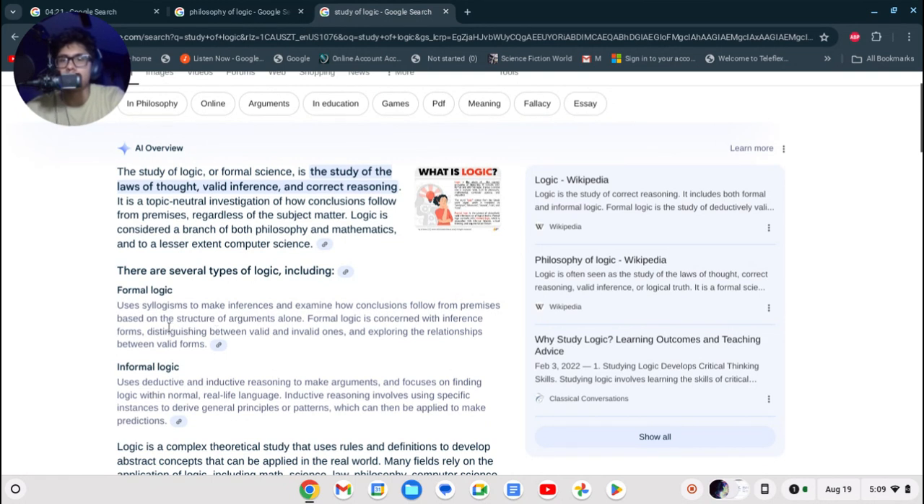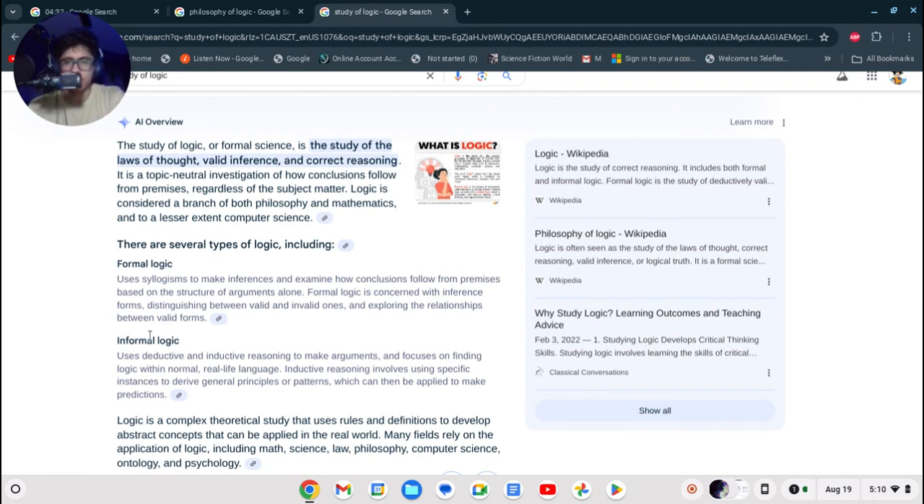We kind of read this already, but based on the structure of arguments alone, formal logic is a concern with inference forms, distinguishing between valid and invalid ones, and exploring the relationship between valid forms. We kind of read these two already in the other one. It may be a little bit different nuance. Informal logic uses deductive and inductive reasoning to make arguments and focusing on finding logic within normal, real-life language. Inductive reasoning involves using specific instances to derive general principles or patterns which can then be applied to make predictions.